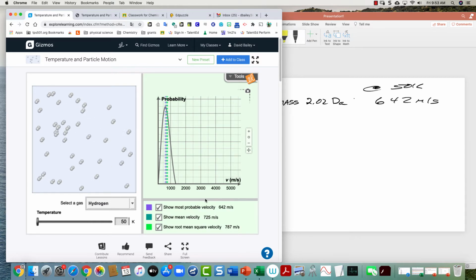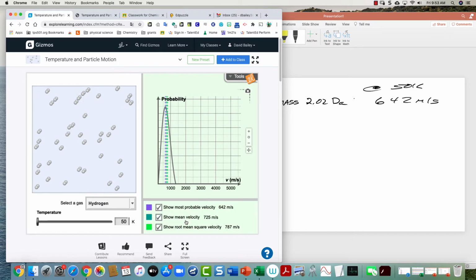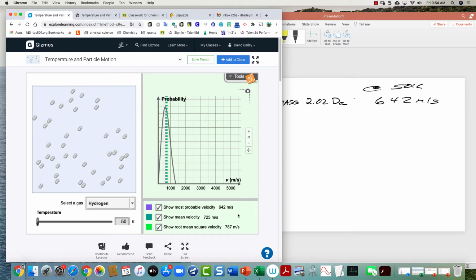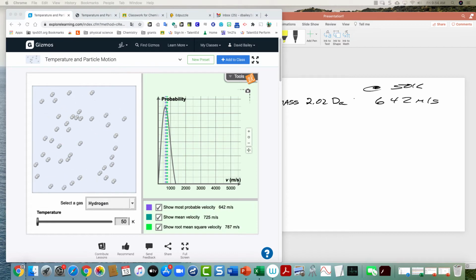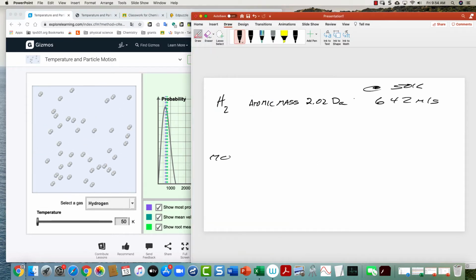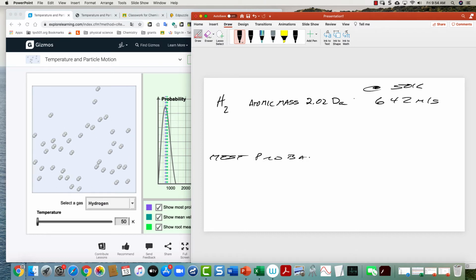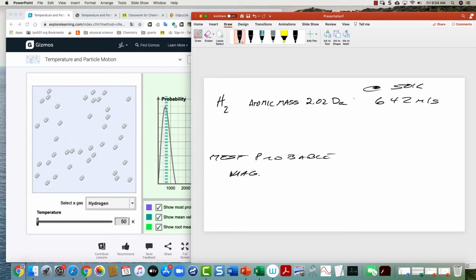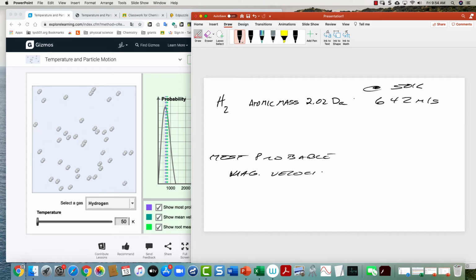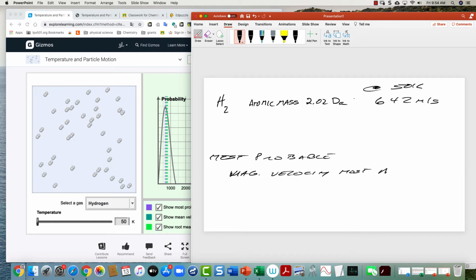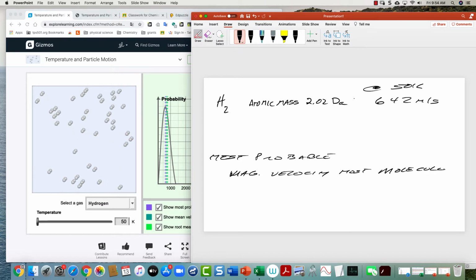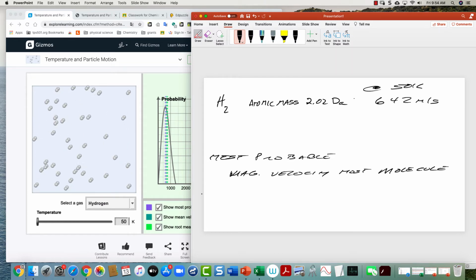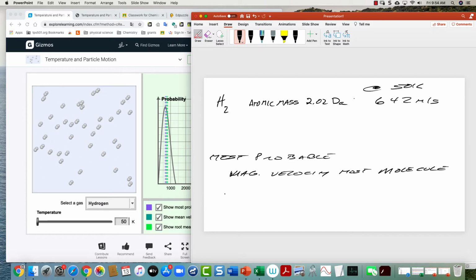Now the reason we got three different means, or averages, that we're talking about is that this is very unique. So when we talk about the most probable velocity, most probable is based on statistics. This is where the velocity, or the magnitude of the velocity, that most atoms or most molecules have. So most of the molecules of H2 have a velocity of 642 meters per second. It's not all, but that's the most.